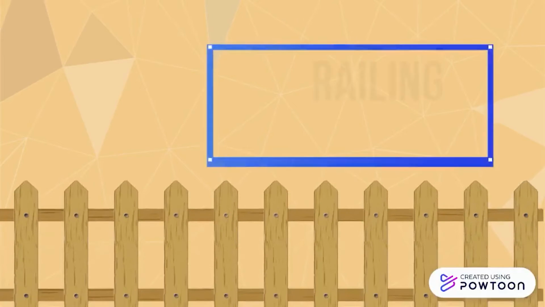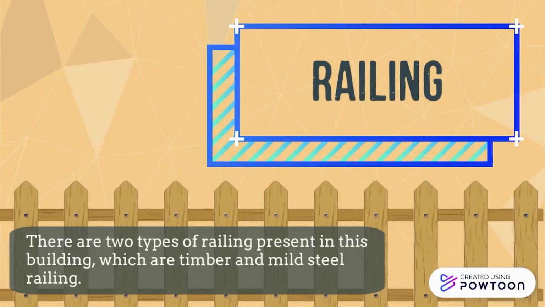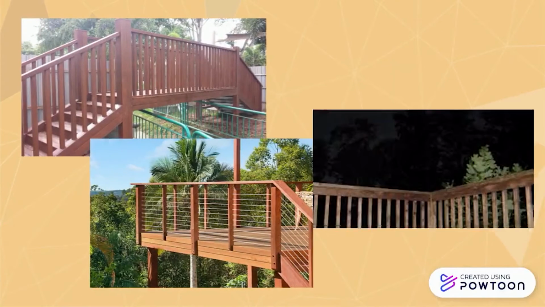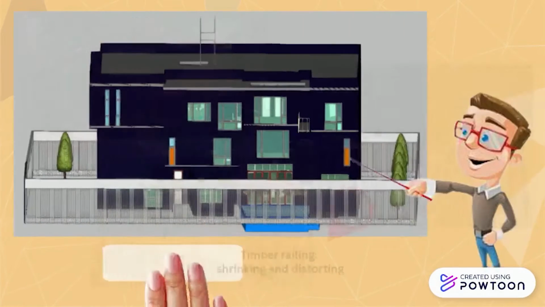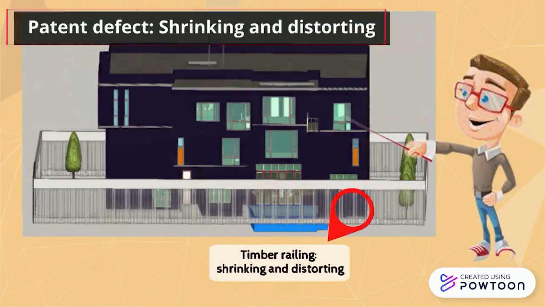For railing, we have two types of railing present in this building, which are timber and mild steel railing. The patent defect of timber railing is that the timber railing shrinks and distorts due to extreme weather and temperature. This timber railing is located at the ground floor outside the house.